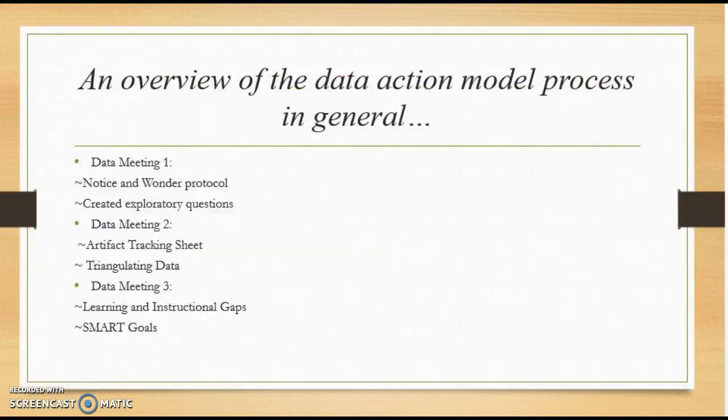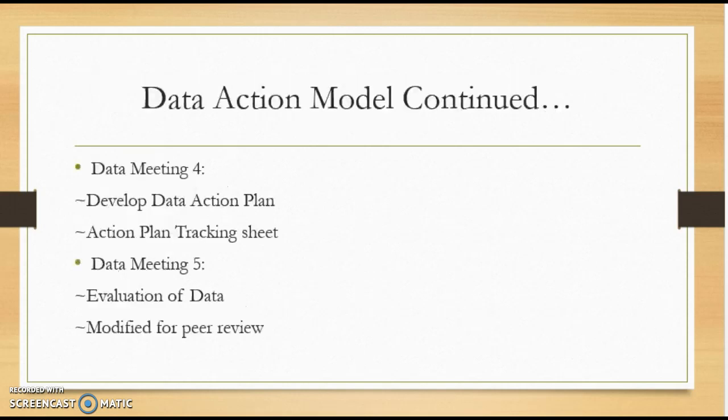An overview of the data action model process in general. Data meeting 1 consisted of completing the Notice and Wonder protocol and creating exploratory questions. Data meeting 2 consisted of completing the artifact tracking sheet and triangulating the data. Data meeting 3 consisted of identifying learning and instructional gaps and creating SMART goals. Data meeting 4 consisted of developing a data action plan and completing the action plan tracking sheet. Data meeting 5 consisted of evaluating the data and modifying the data once the peer review was completed.